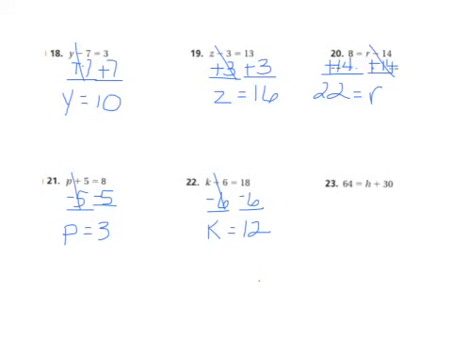And the last one, h plus 30 equals 64. I'm going to subtract 30. We do the opposite operation. My 30s eliminate, leaving me with h on one side. 64 minus 30 is 34. And we have solved all of our equations.